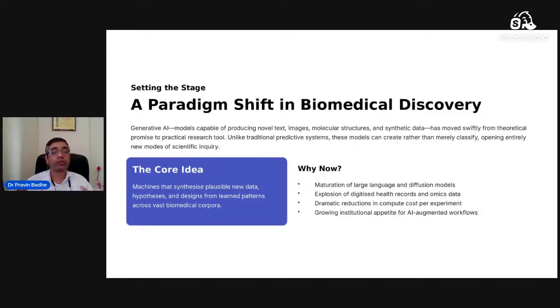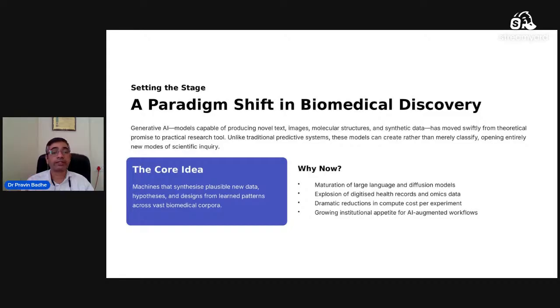So we are connecting AI with the products, and there is where the predictive and precision areas are developing. So these models are not just generating, but they are also helping to bring the novel formulation in the market. So the core idea is that machines will synthesize the credible data and design the hypothesis so that way we can learn the pattern across the different areas of the research.